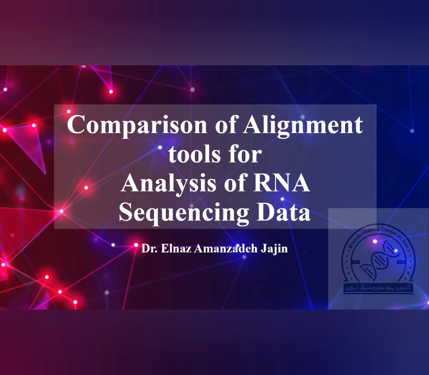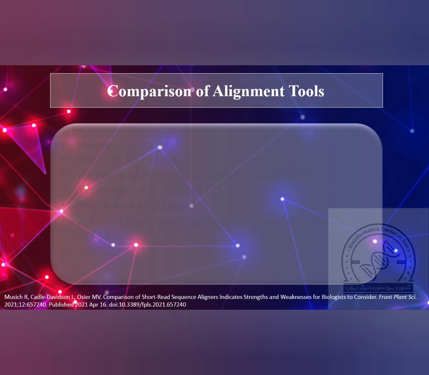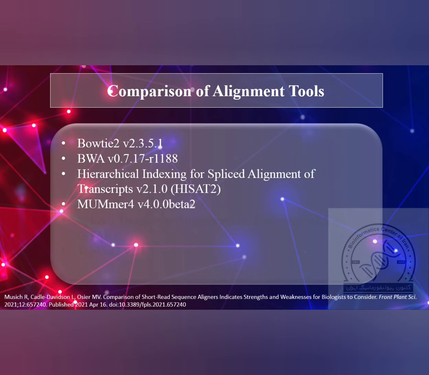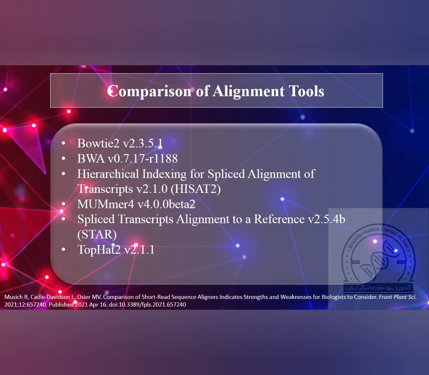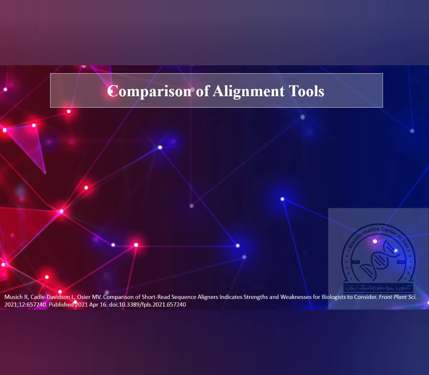So we have lots of alignment tools. In this article, a few of them which are considered the most popular ones have been compared, and I also mention them. You know that we have Bowtie2, BWA, HiSat2, MMR4, STAR, and TopHat2. And we want to compare them based on a few metrics.